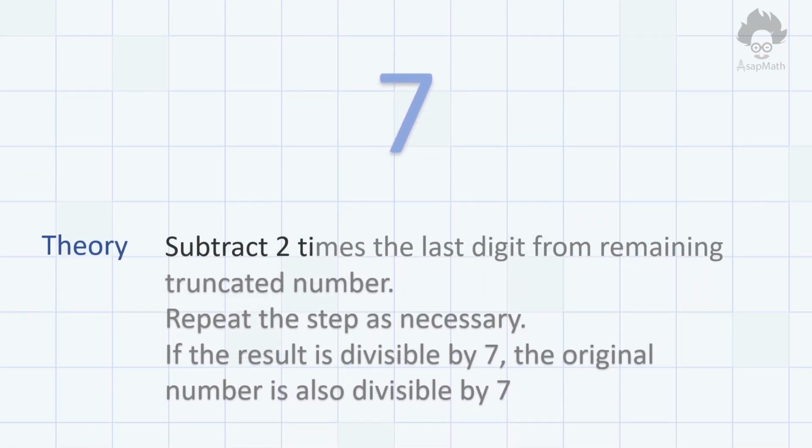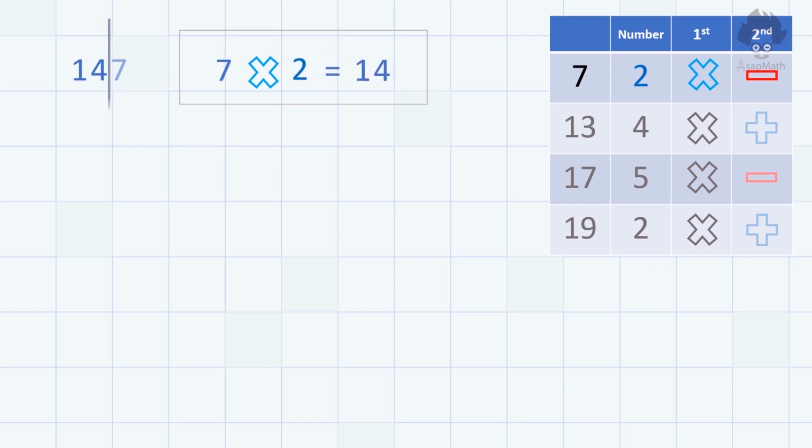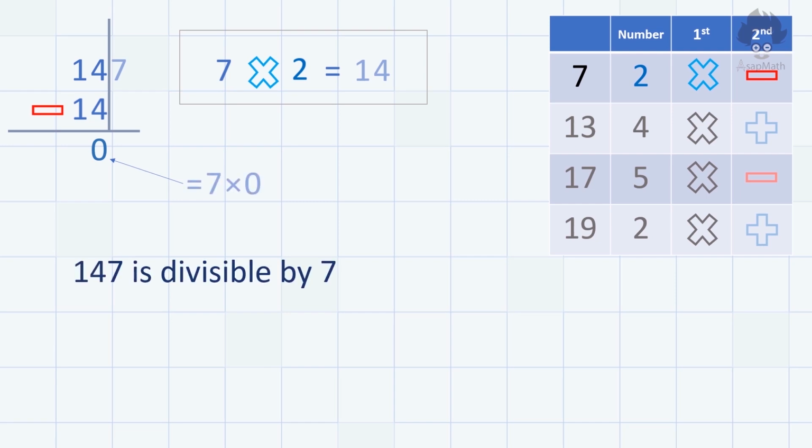First we'll go to the number 7. Subtract 2 times the last digit from the remaining truncated number. Repeat the same step as necessary. If the result is divisible by 7, the original number is also divisible by 7. Here are some examples. Here last digit is 7. So it is multiplied by 2. Answer is 14. It is subtracted from the truncated number. So result is 0. 147 is divisible by 7.